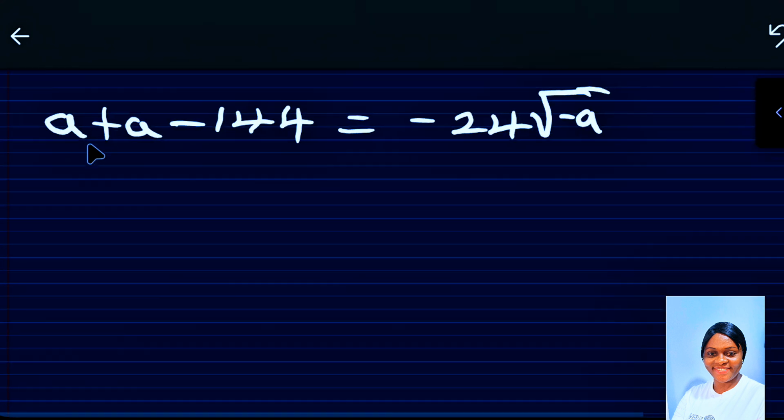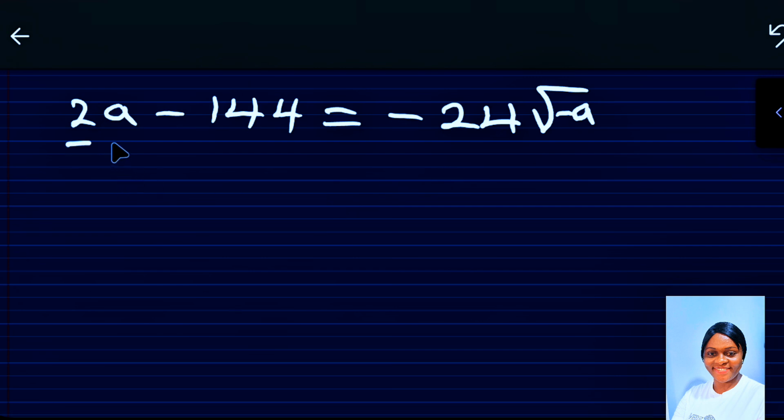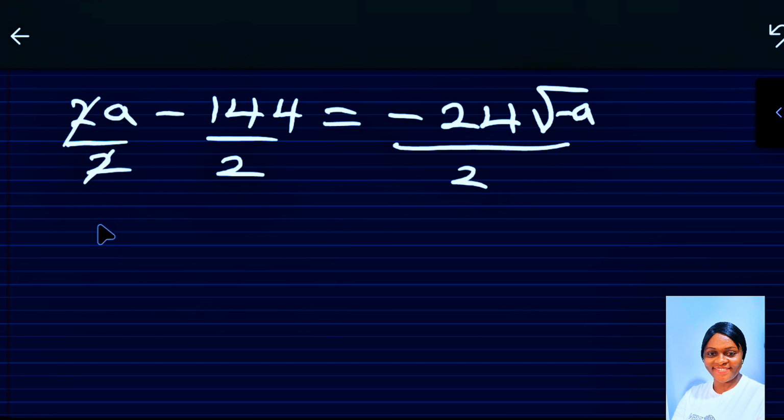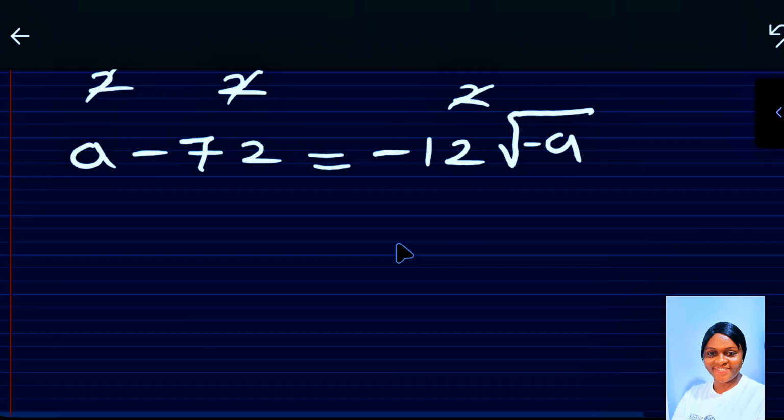So from here, a plus a equals 2a minus 144, then equal to minus 24 square root of minus a. So from here, we are going to divide through by 2. This will be divided by 2, this will be divided by 2 as well, and this will be divided by 2. 2a divided by 2 will give us a. We are left with a minus 144 divided by 2, we have 72. Then this equals minus 24 square root of minus a divided by 2. We are left with minus 12, then square root of minus a. So this is what we have.